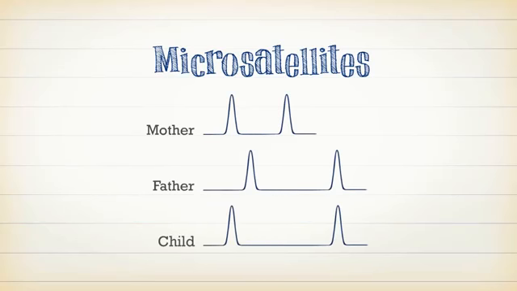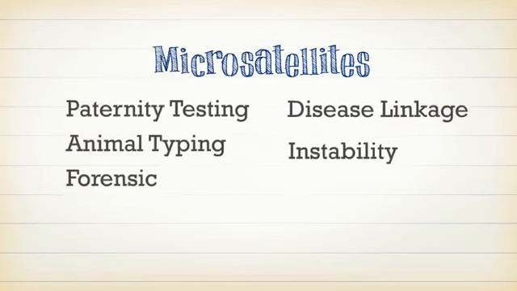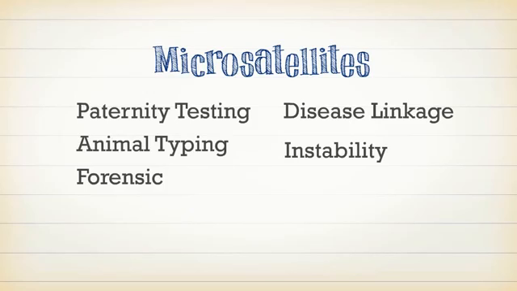The microsatellite profiles for parents and children are compared, and microsatellite alleles found in the child are inherited from both parents. Microsatellites are used for a multitude of other applications too, like animal typing, forensics, disease linkage analysis, and microsatellite instability due to mutation in DNA mismatch repair enzyme.